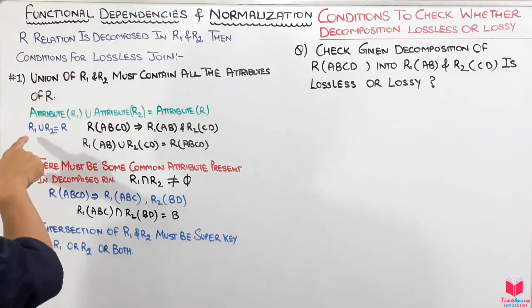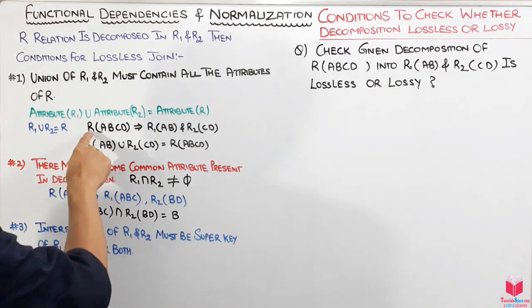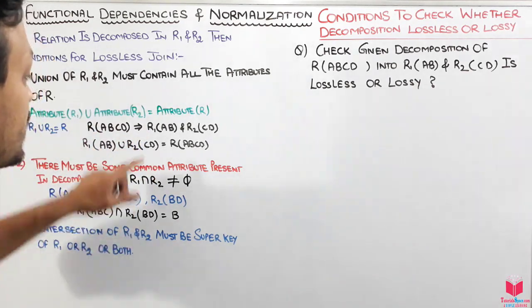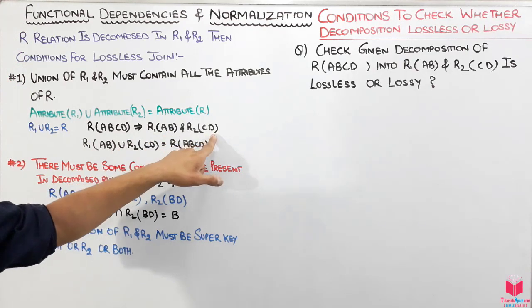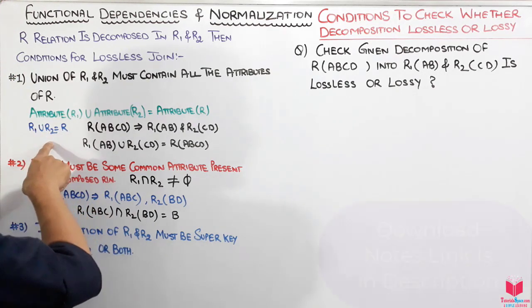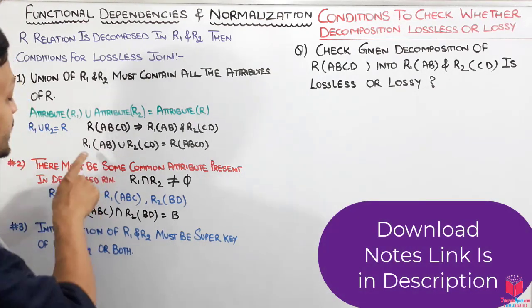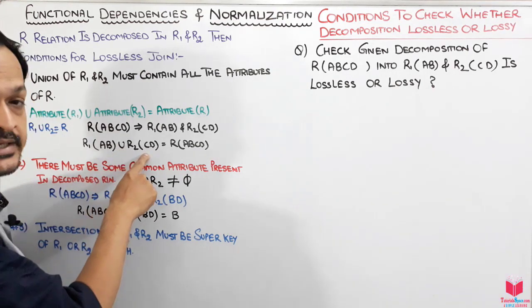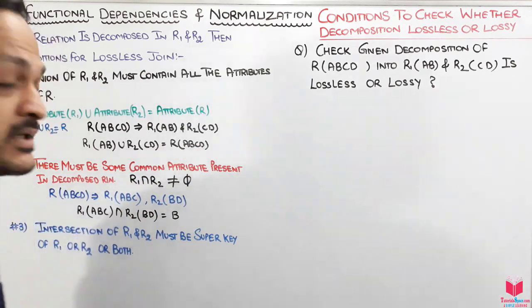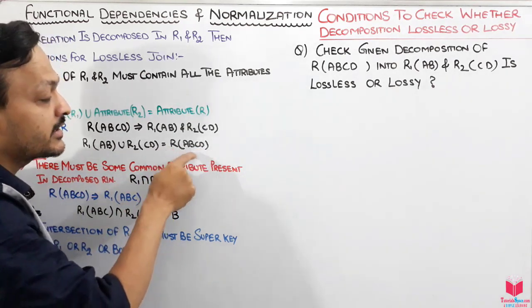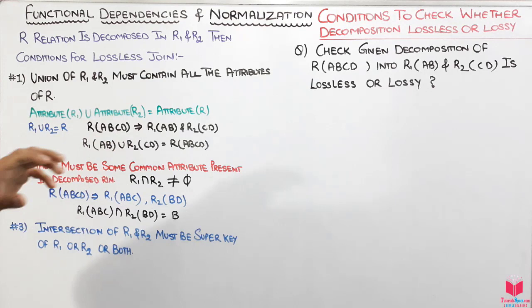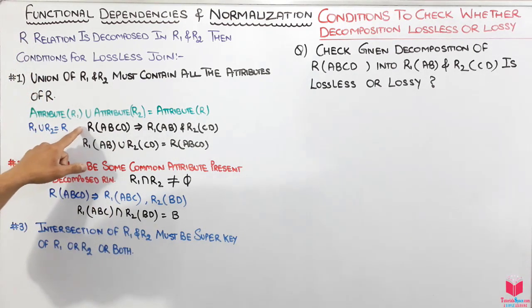So let's take an example. R1 union R2 is equal to R. We have a relation R with attributes A, B, C, D, and we have decomposed this relation R into R1 and R2 with AB and CD respectively as their attributes. After that, we have to take the union of the decomposed relations. So we are taking R1 with AB union R2 with CD. Then it will give us AB first of all, then CD. There is no common attribute, that means the output will be R equal to ABCD, that is the complete relation with the attributes. So we will say yes, this passed the first condition.